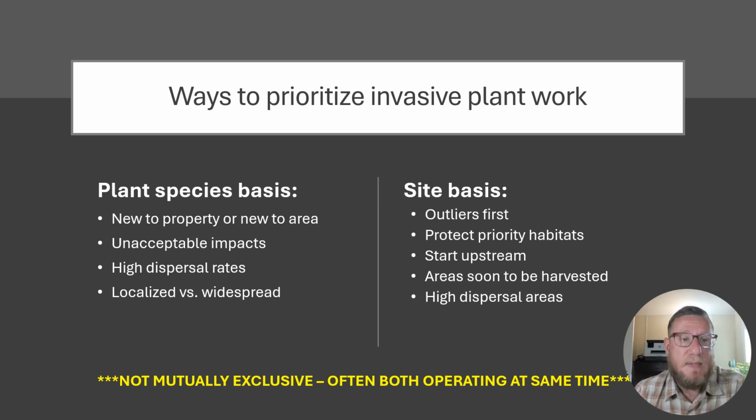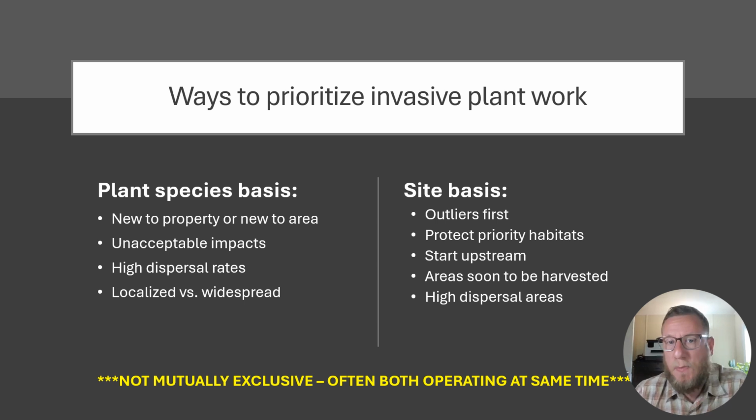A certain plant species might have very high measurable, unacceptable impacts to the property or to the landscape that might not be acceptable to you versus a species that has a lower impact, which wouldn't be as high of a priority. Maybe a plant species has very high dispersal rates, so maybe it has a very high fecundity and produces thousands, if not millions, of seeds in this population versus a species that reproduces a lot less quickly.